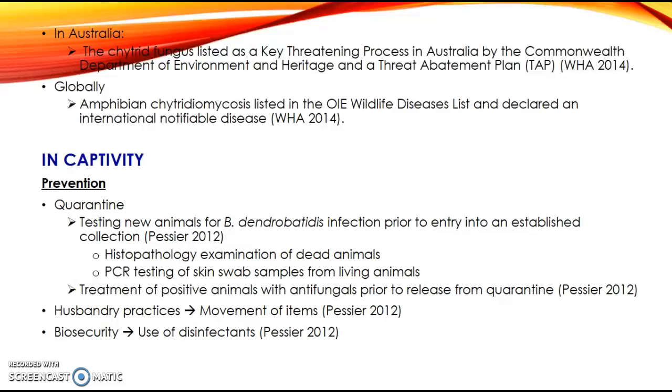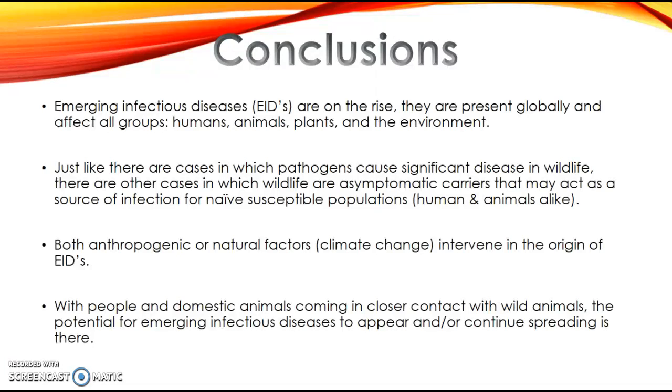Now, conclusions. Basically, emerging infectious diseases are on the rise. They are present globally and affect all groups: humans, animals, plants, and the environment. Just like there are cases in which pathogens cause significant disease in wildlife, there are other cases in which wildlife are asymptomatic carriers that may act as a source of infection, especially for naive susceptible populations. This is something that we all have to consider and keep in mind.